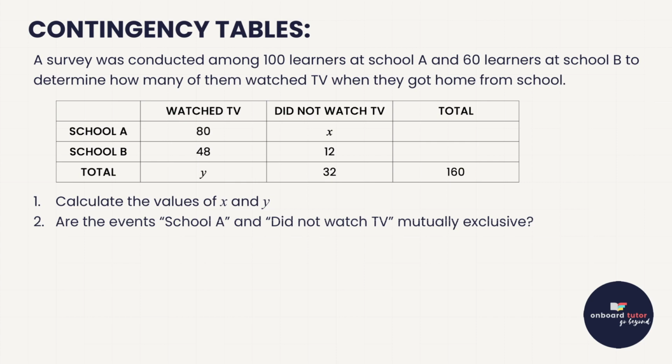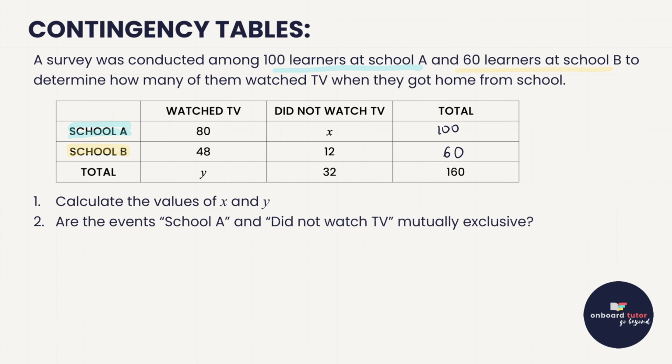The first thing that I want to do is just read the question. It says a survey was conducted among 100 learners at school A and 60 learners at school B. So that's very helpful to know because that actually tells me what the totals are of each of these rows. In school A, we had 100 learners, and in school B, we had 60 learners. And that would make sense to say 100 plus 60 gives me the overall total there, 160 learners.